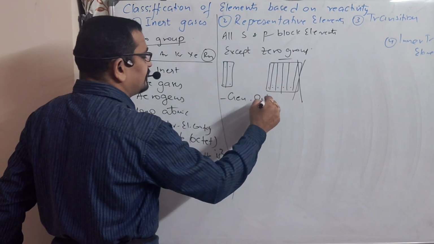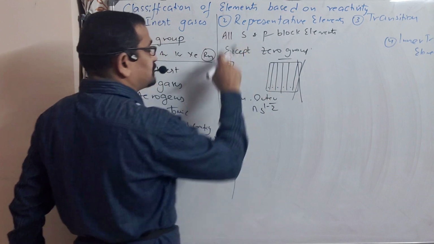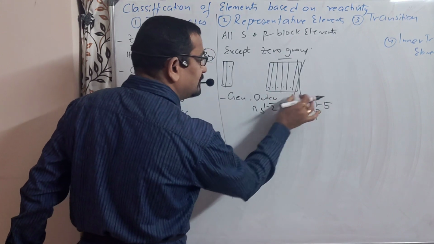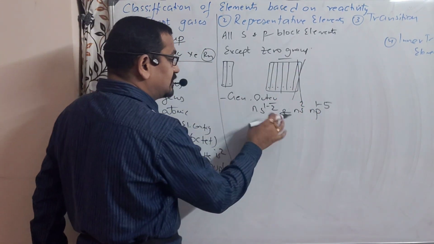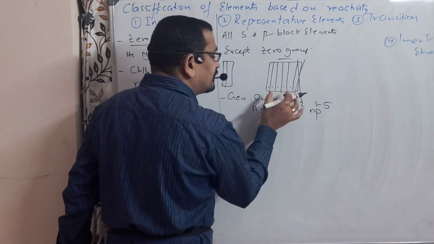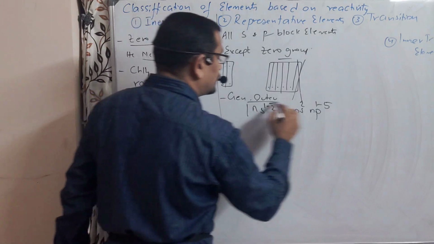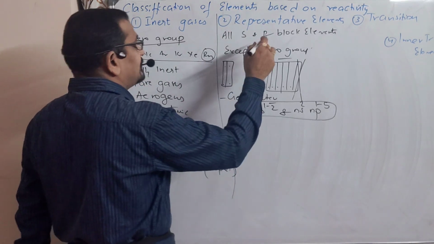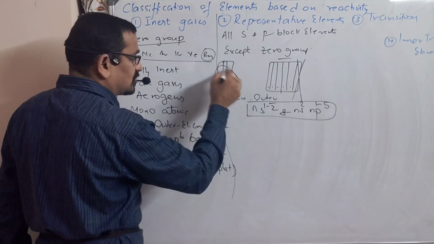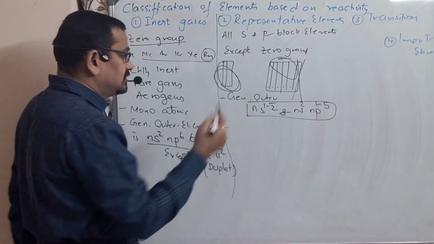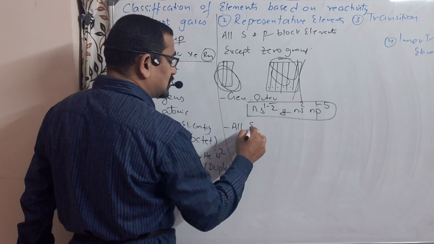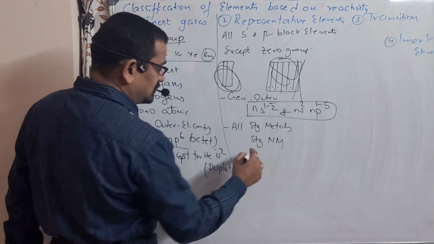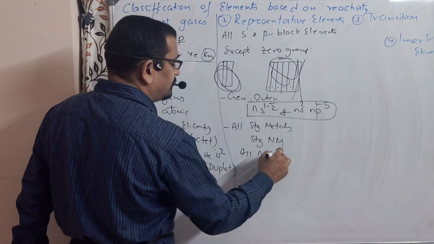Their general outer electronic configuration is ns1-2 for s block and ns2 np1 to 5 for p block, up to 5 only, because 6 again goes to inert gases. ns1-2 is only for s block, and ns2 np1-5 is for the rest of the p block elements. Another point we have to notice is that representative elements include all strong metals, all strong non-metals, of course all non-metals also, and all metalloids also.